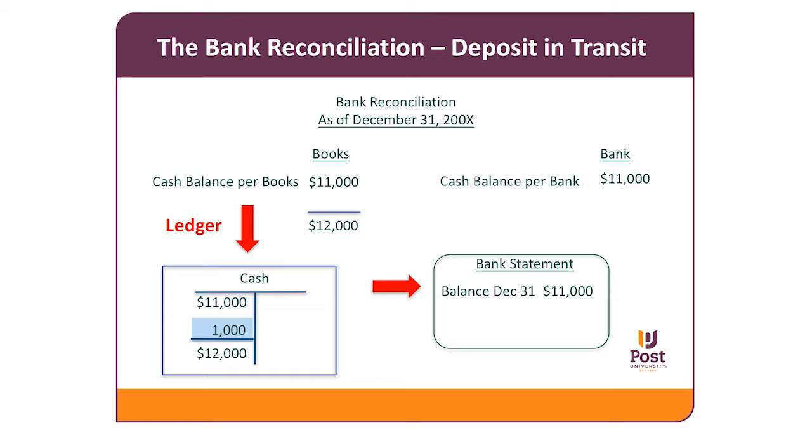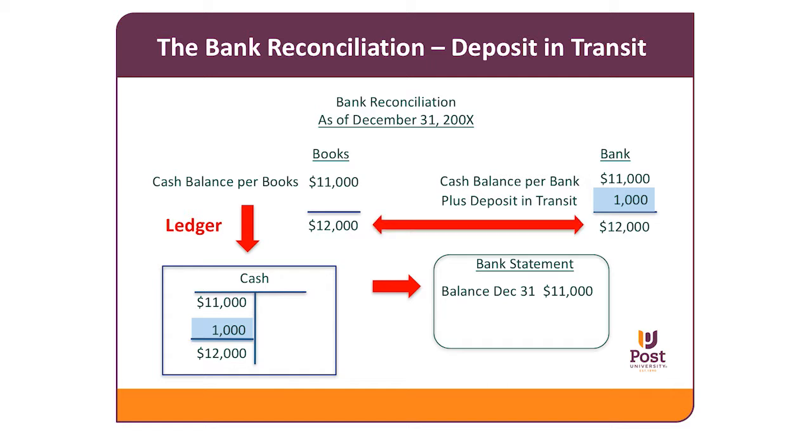This is a timing difference, and in a few days you will go to the bank and make a deposit. Meanwhile, it is shown on the bank reconciliation document as an item increasing the bank balance to what it will be. Now we have $12,000 equals $12,000, and we consider the bank account reconciled. The difference of $1,000 is accounted for.